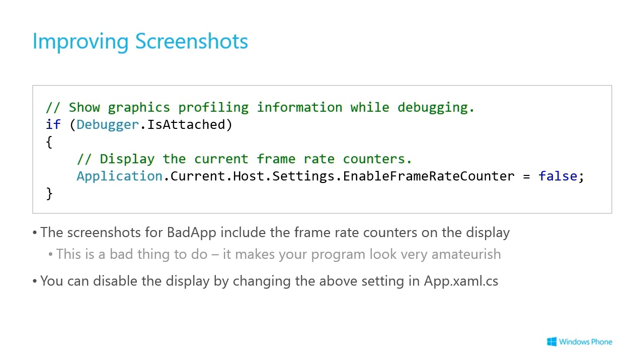And these are shown by default. If you look in your app.xaml.cs, you will find this code: if debugger is attached, but it's not. By default, Application.Current.Host.Settings.EnableFrameRateCounter is set to true, which is why you see those little numbers. And it's amazing how you do still see screenshots in the Windows Phone Store with those numbers up the side. So just please turn it off before you take your screenshots.